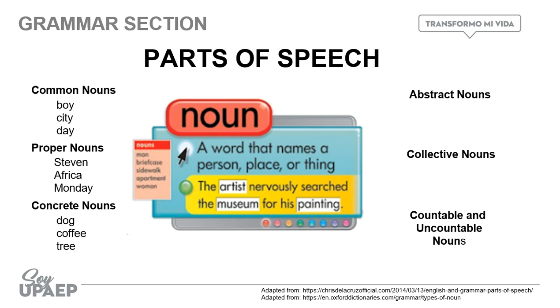Concrete nouns are nouns that can be seen, things that can be touched. For example, dog, coffee, tree. Abstract nouns are nouns that cannot be seen, words that cannot be touched. For example, happiness, time, humor. Collective nouns are the ones that give you the idea of a group. For example, team, family, government.